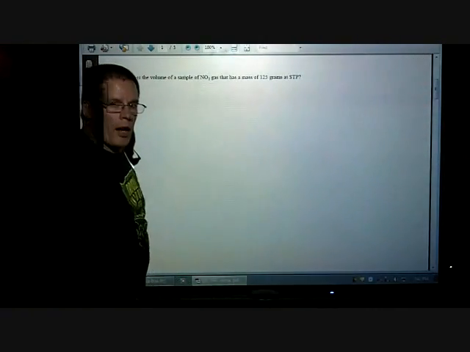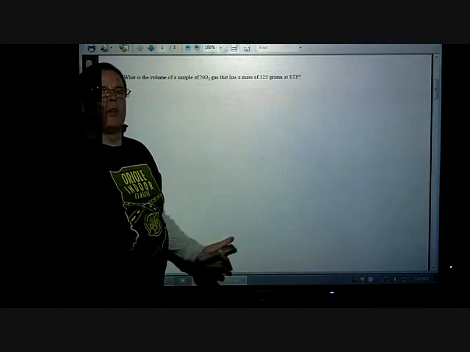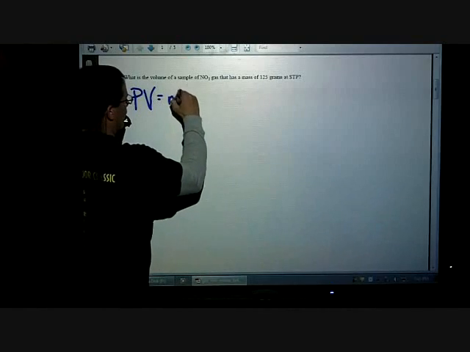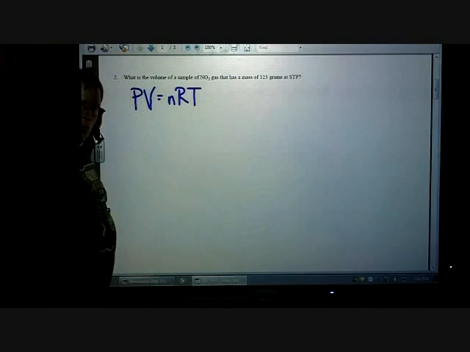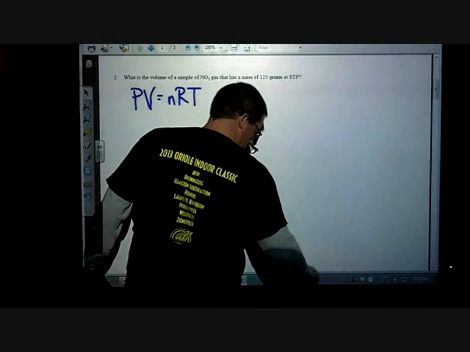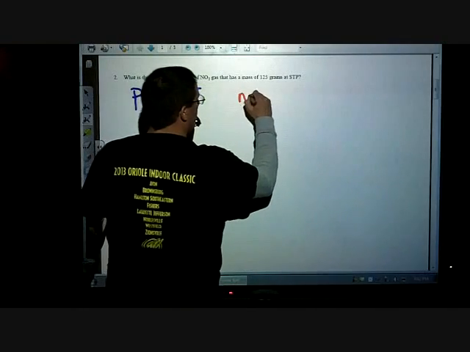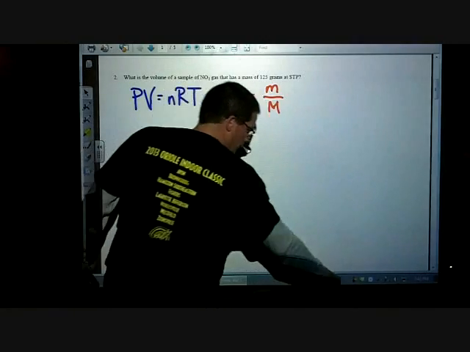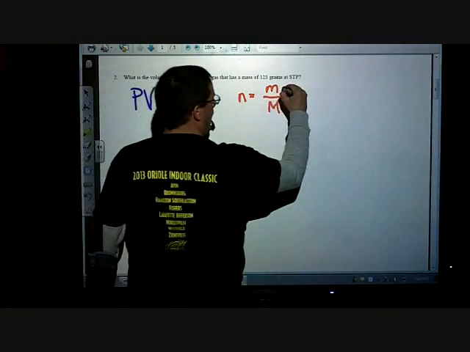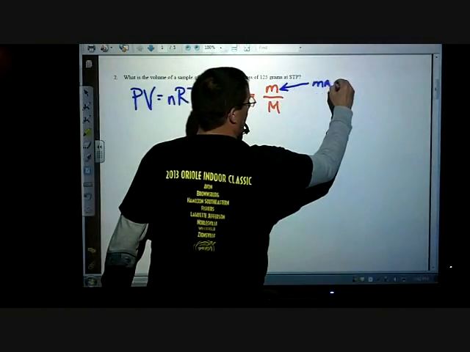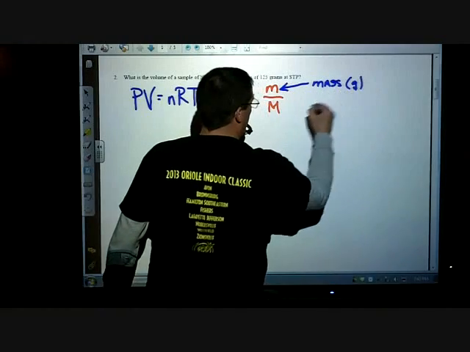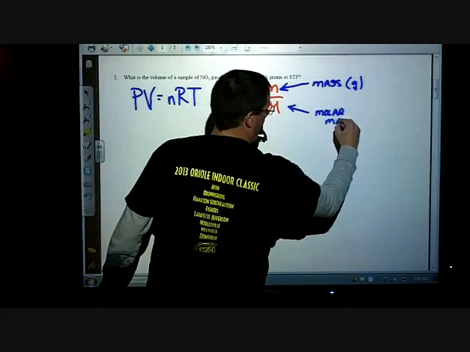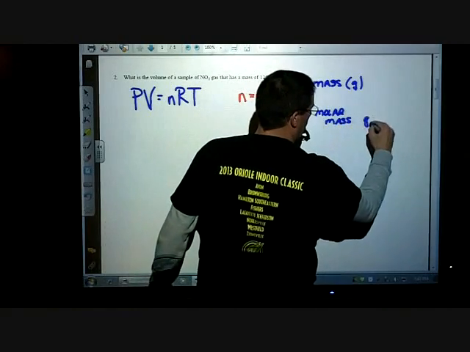The third way you could work this out is by using PV equals nRT and doing it all in one step. In other words, recall that PV equals nRT is our equation that we'll use. Also, recall that n is equal to little m over big M, which is the mass in grams over the molar mass in grams per mole.